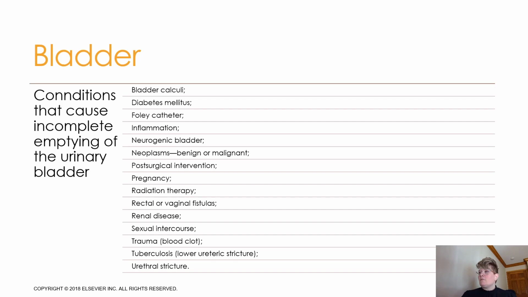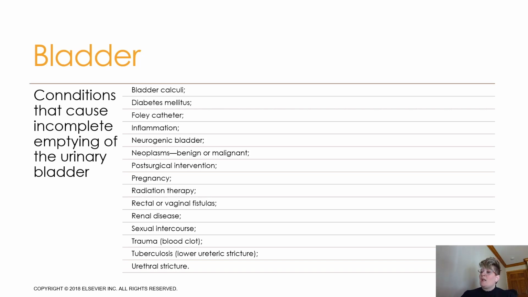There's also lots of reasons that somebody might come in for a bladder ultrasound. Quite often we're looking at the bladder in conjunction with the kidneys. Sometimes we just look at the kidneys, sometimes we look at kidneys and bladder. Very rarely are we just looking at the bladder. This list here is not by any means a complete list, but it is a lot of the reasons why a patient might be experiencing incomplete emptying of the urinary bladder.